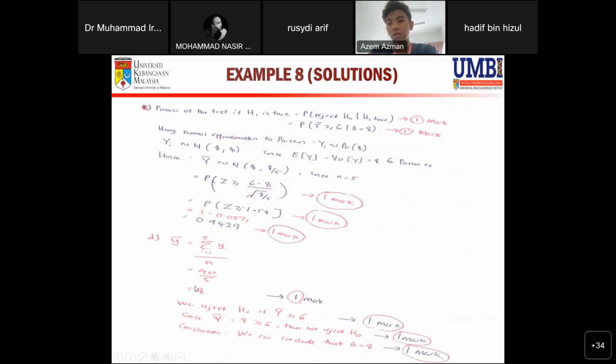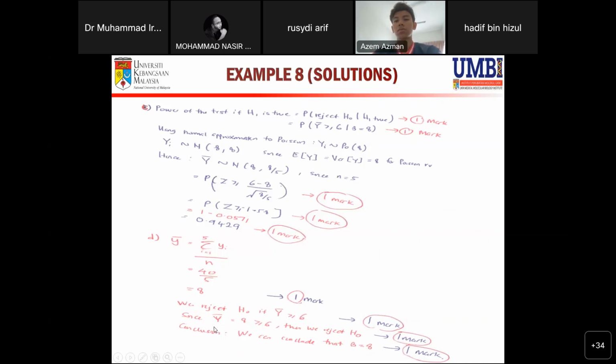So remember, these kinds of questions, don't stop at the calculations there. You also need to make some statements to get the full marks. You need to state the original rules, which is we reject the null hypothesis if y bar is more than 6. And then because in this case, based on our calculation, we obtain the y bar more than 6, which is 8, so we reject the null hypothesis.